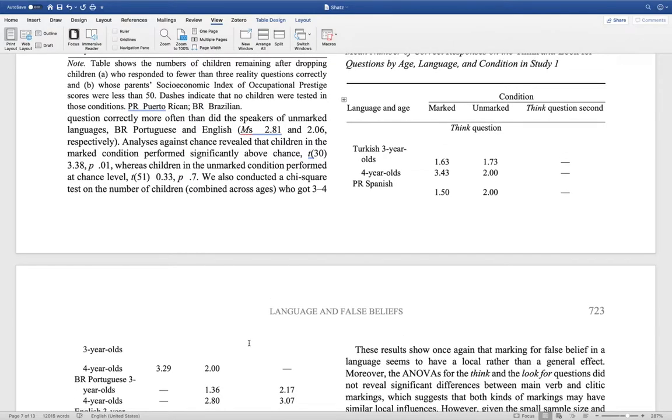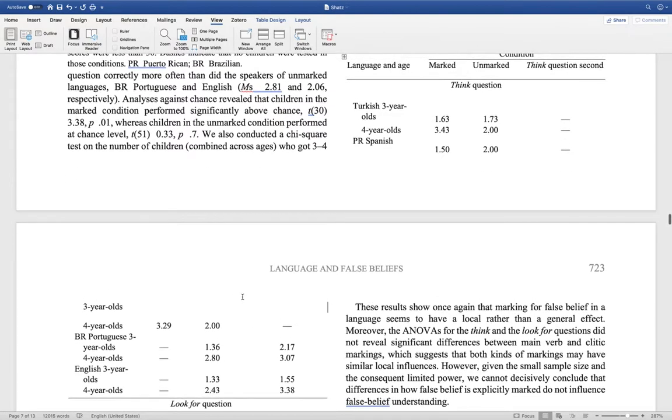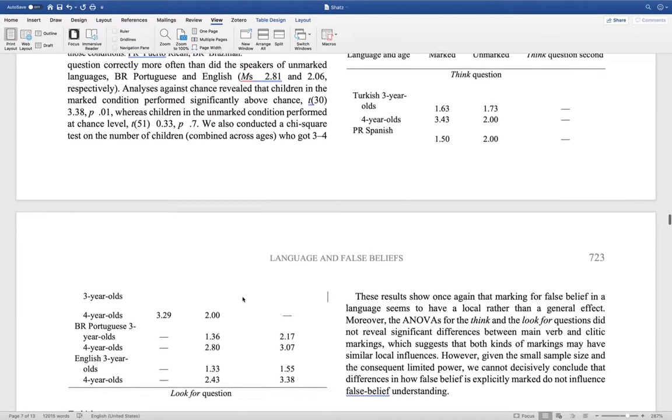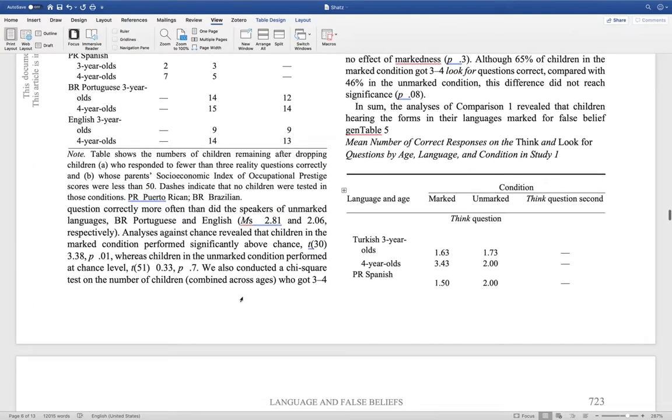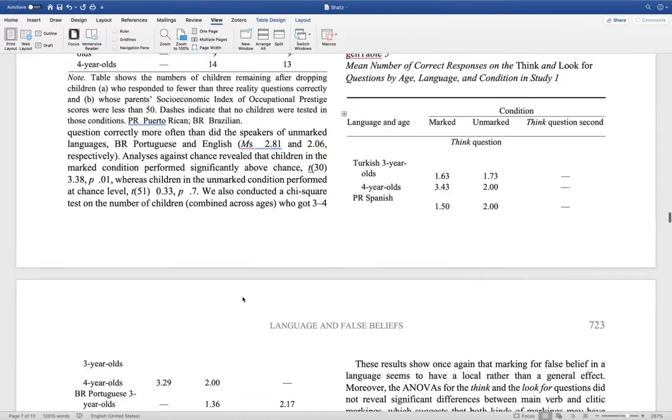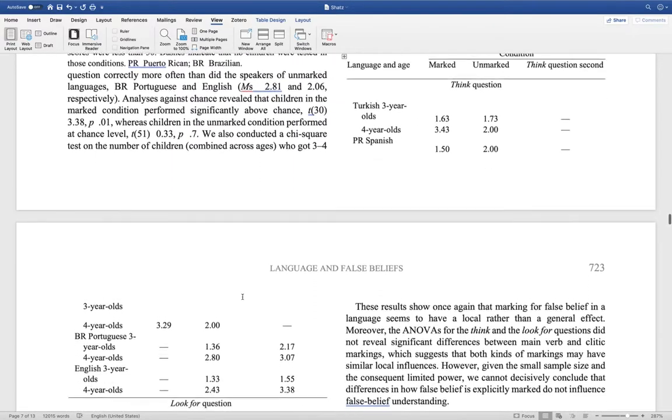The think question, marked and unmarked, is where the knowledge should be the most prevalent in determining thought processes of these kids. And it's in the 3-year-old group that we would expect to see the greatest advances, and that's not what we're seeing. In the English 3-year-olds, we're seeing an advantage of the second question, where they got the think question second.